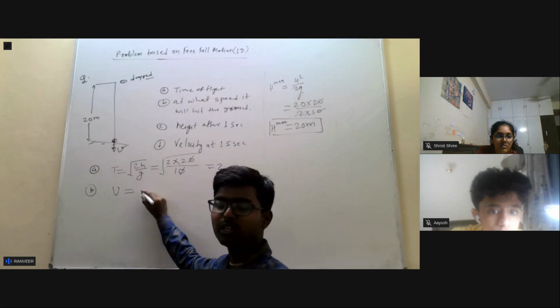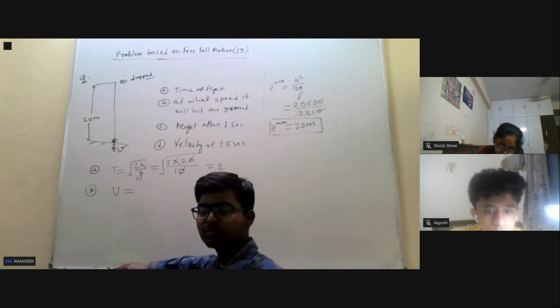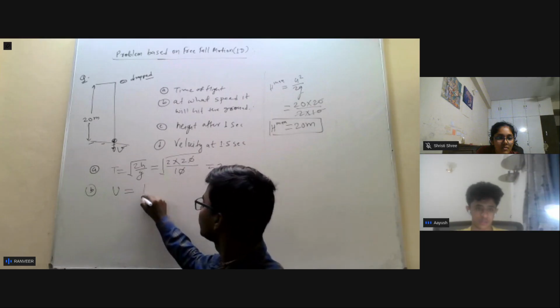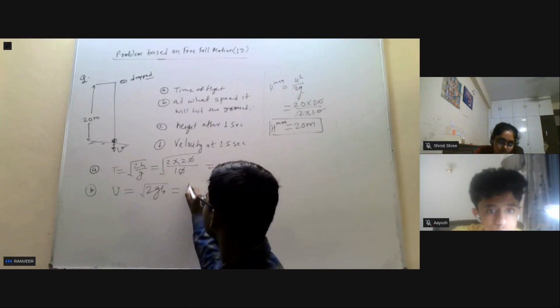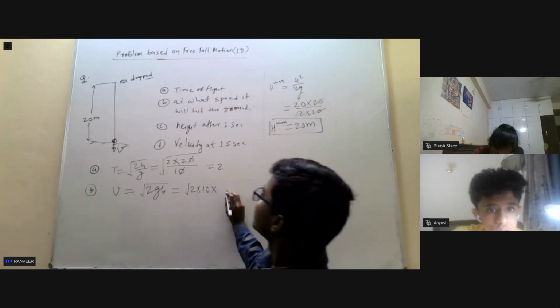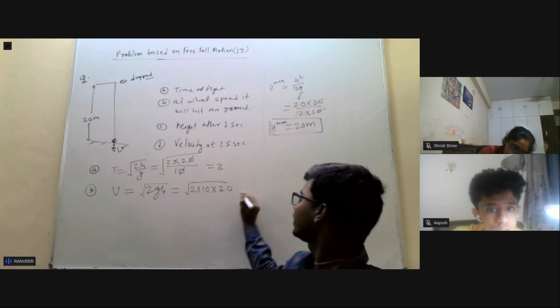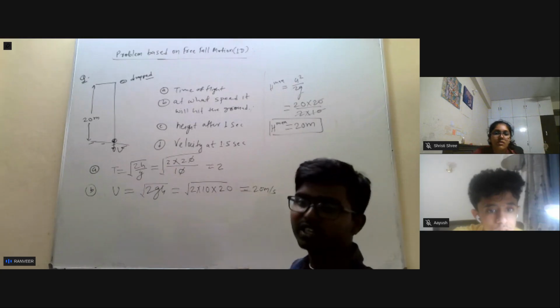Yes, which formula do I use? Sir, under root 2gh. g means 10, h means 20. So 20, 20. The answer will become 20 meters.